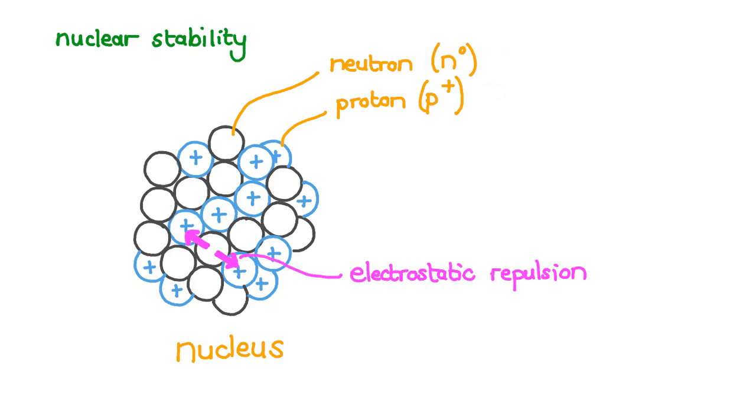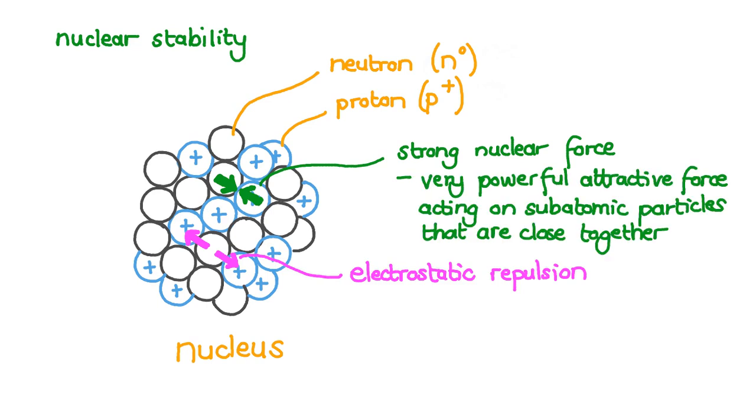Now, although there is electrostatic repulsion between protons, another force exists in the nucleus preventing the particles in the nucleus from flying apart. This other force is called the strong nuclear force. The strong nuclear force is a very powerful attractive force acting on subatomic particles that are close together. It stabilizes the nucleus, holding the nucleons together, because it is much stronger than the electrostatic repulsion between positively charged protons.